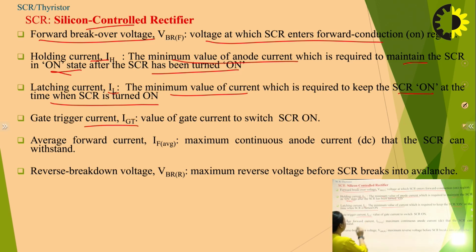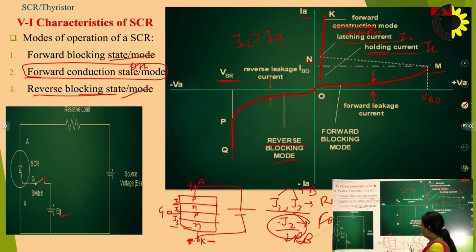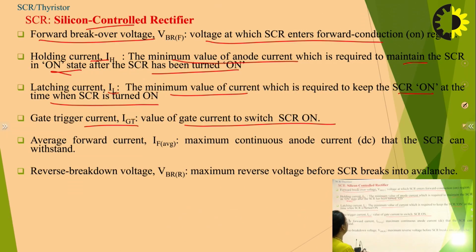Now, the gate trigger current is the value of the gate current required to switch on the SCR. See, I have told you that in the forward blocking mode and the reverse blocking mode the gate switch is kept open, while in the forward conduction mode this gate switch is closed. That means I have applied a voltage EG between the gate and the cathode terminal. Okay.